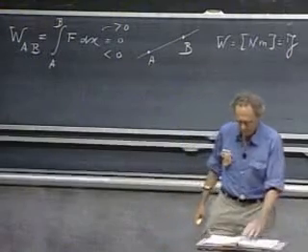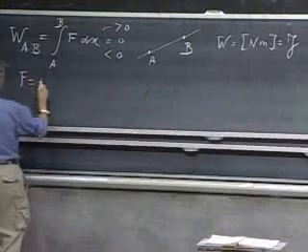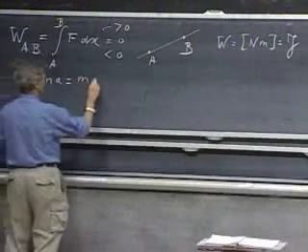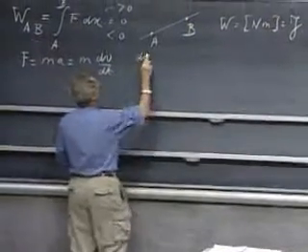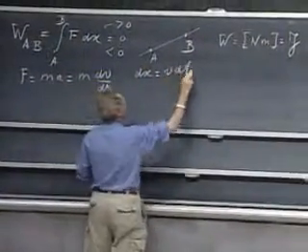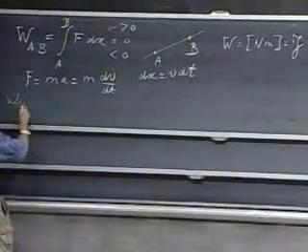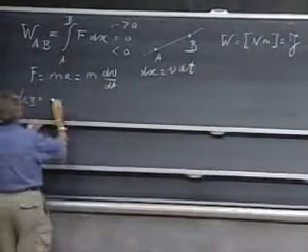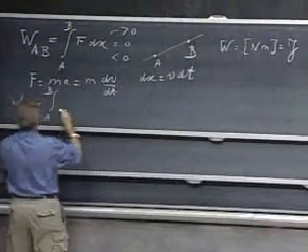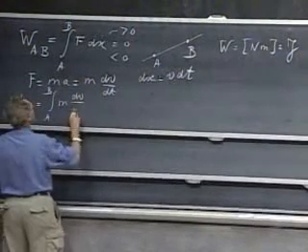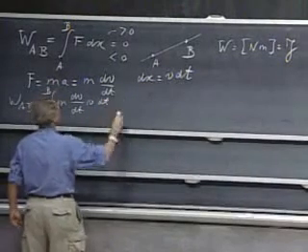F equals ma. So therefore, I can also write for this m dv/dt, and for dx, I can write v dt. I substitute that in there, so the work in going from A to B is the integral from A to B times the force, which is m dv/dt, dx, which is v dt. And look what I can do.